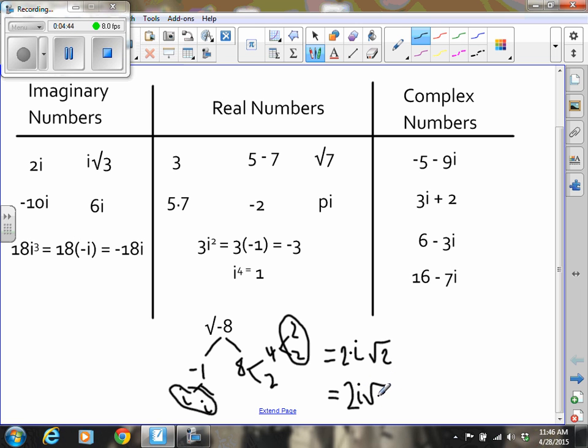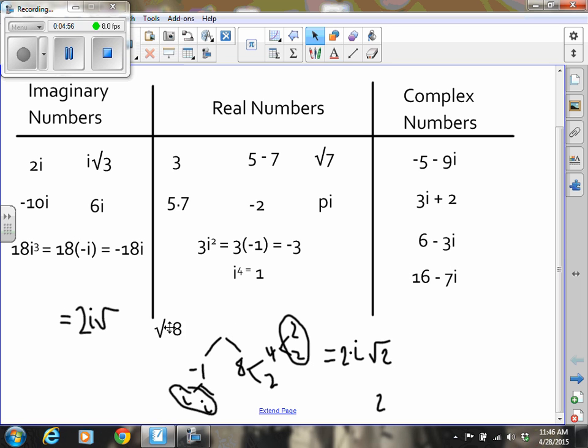Now, is that real, imaginary, or complex? It's definitely not real. It's got an i in there. It's not complex because there's no adding or subtracting. This guy is all imaginary. So the square root of negative 8, which we know through our simplification, is equal to 2i root 2. It would have to fall into the imaginary category. It's important for us on that milestone to know how to distinguish between what numbers are imaginary, what numbers are real, and what numbers are complex.